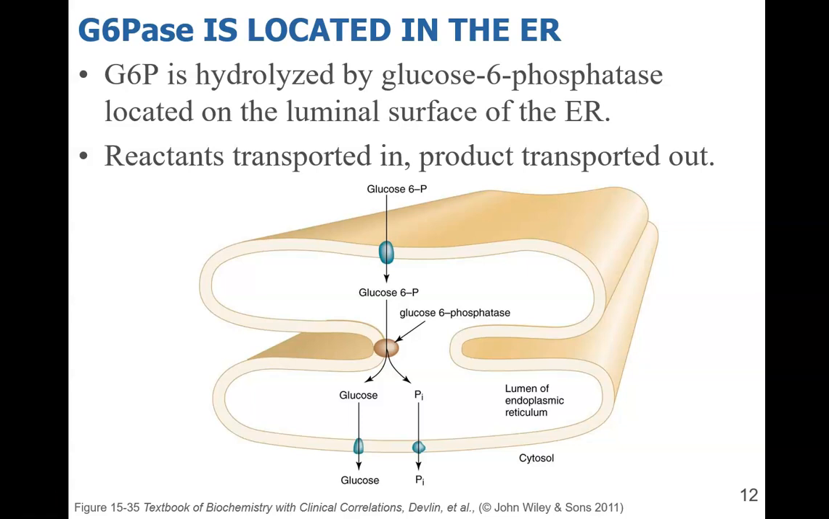There's another interesting tidbit here in terms of where these enzymes are found. The glucose 6-phosphatase enzyme is actually found in the ER. So the way that this reaction works is glucose 6-phosphate needs to be transported inside the lumen of the ER, and then the glucose 6-phosphatase is located here. It carries out the hydrolysis to glucose and phosphate, and then there are two separate transporters that transport the glucose and the phosphate into the cytosol, and then the glucose, once in the cytosol, can leave the cell.